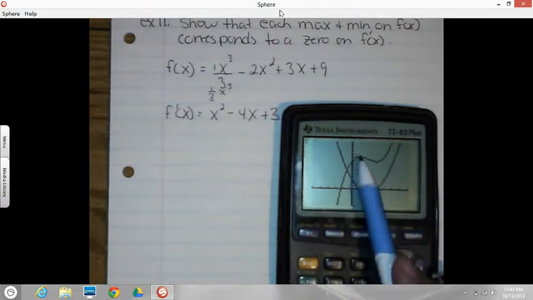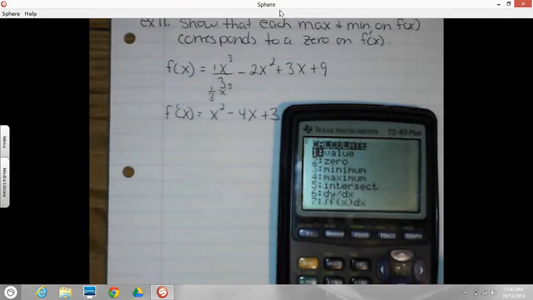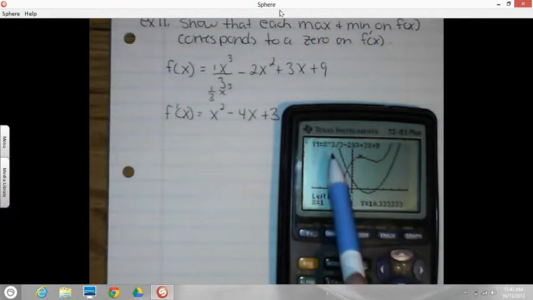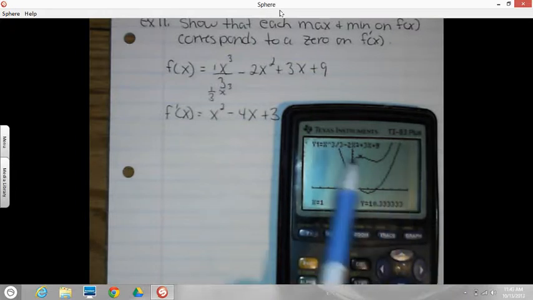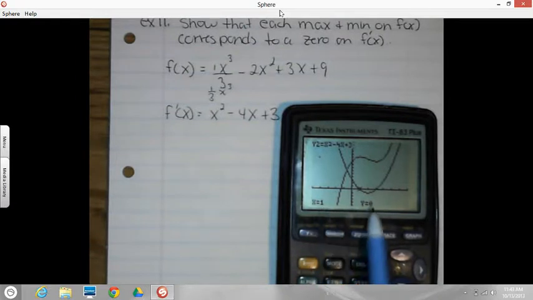So let's do that. We'll go second calc. Maximum is what we're trying to find. I'm on y1. Let me get to the left. Enter. Get to the right, enter. Go back. So it's a max when x is 1. So if I trace to 1 and I jump to y2, that happens to be my 0. 1, 0. So that proves that one.